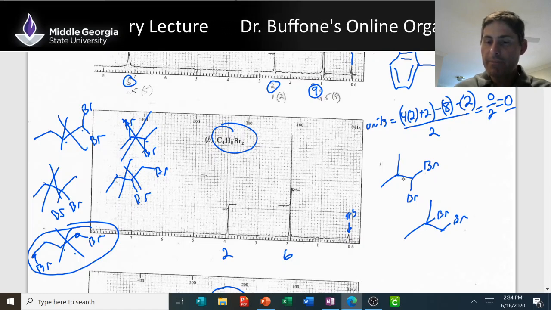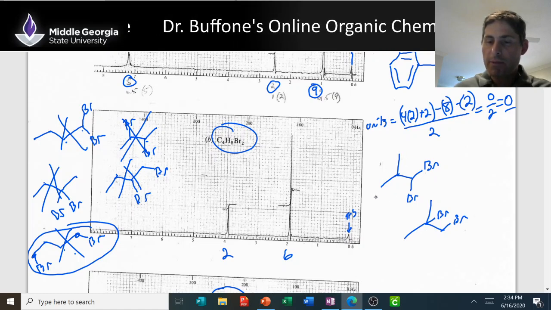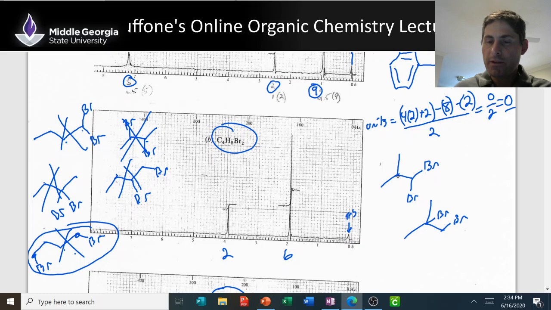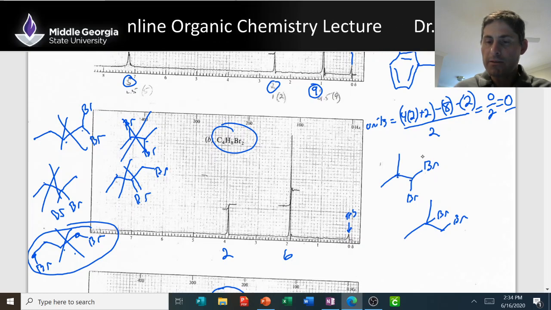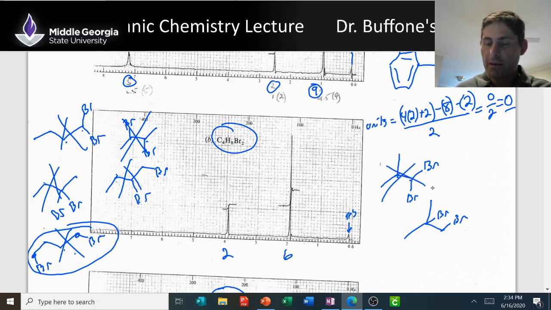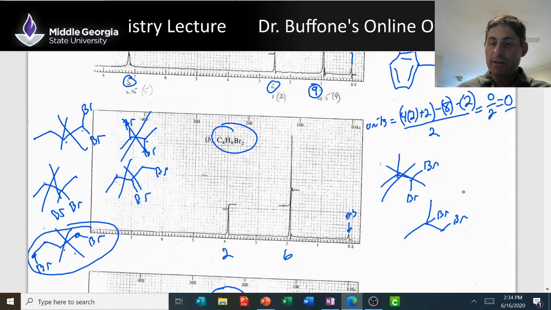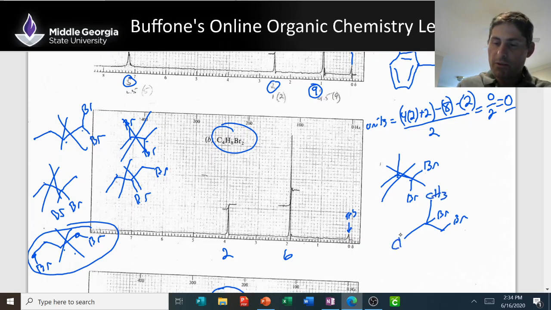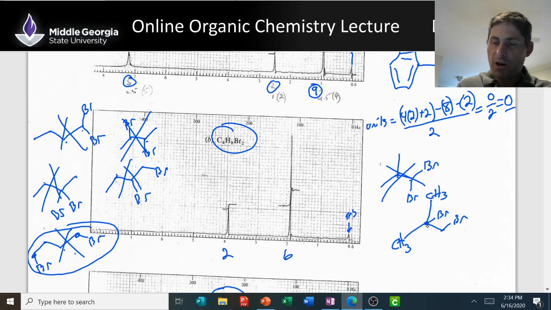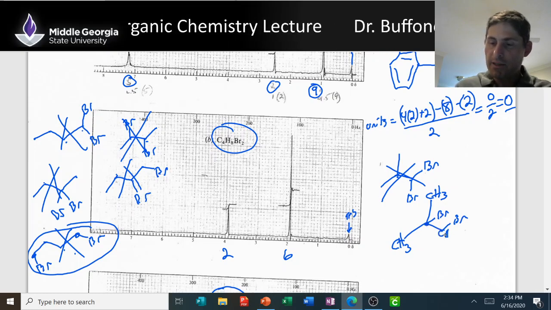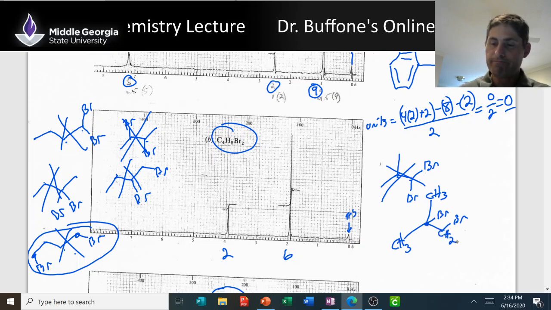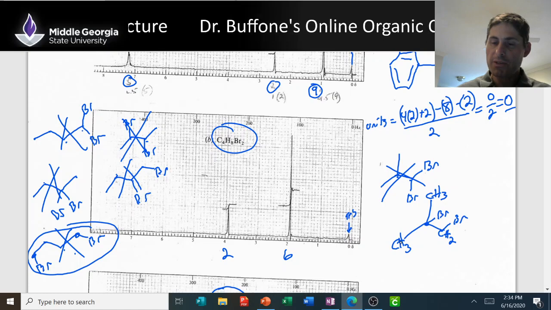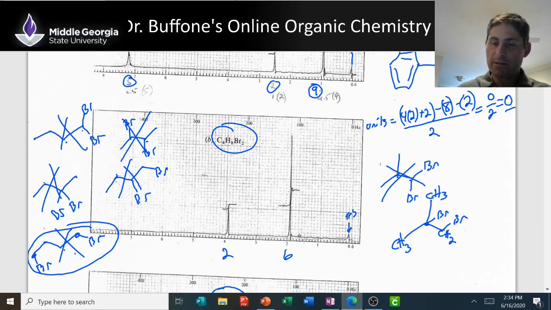What about this guy? Methyl, methine, methine. Too many signals. So it can't be that one. What about this one? Well, I have a methyl, which is equivalent to another methyl. This is a carbon spacer, and this is a methylene, CH2. So I have 2 methyls, 6 protons, right there.